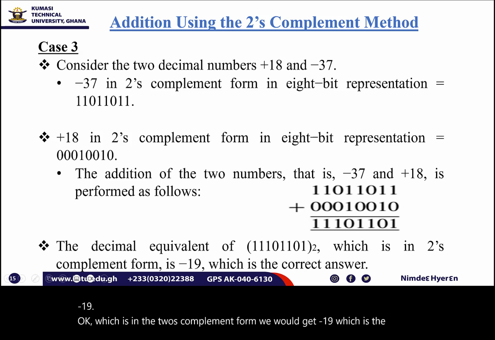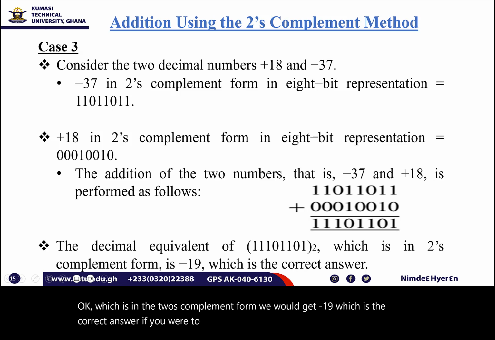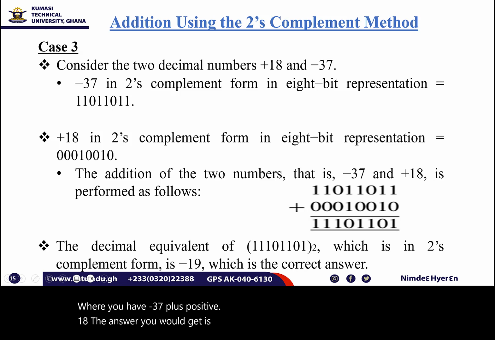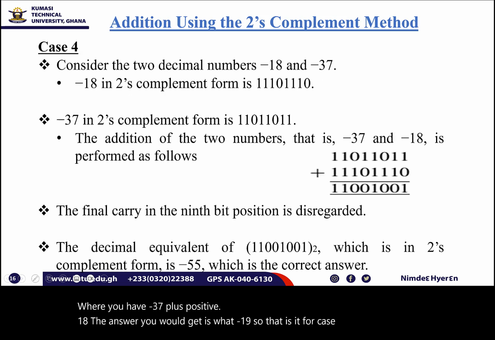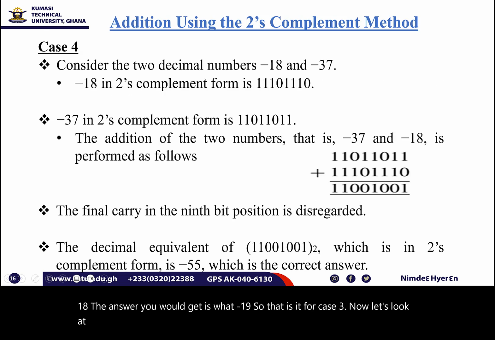If you were to even do decimals, where you have negative 37 plus positive 18, the answer you would get is what? Minus 19. So that is it for case 3. Now let's look at case 4, where you have all of them being negatives.